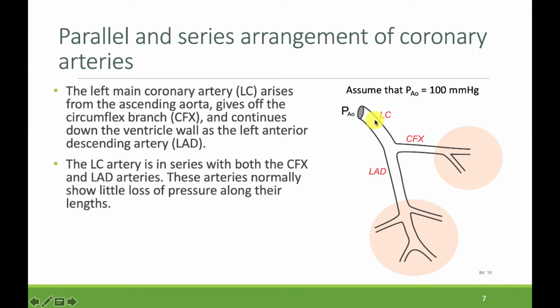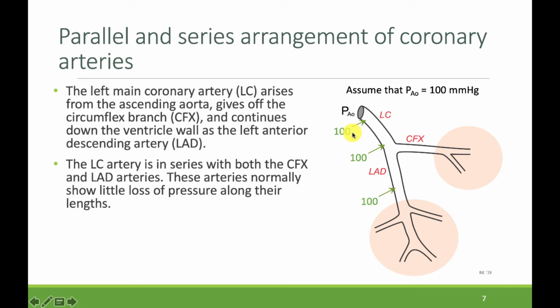The left coronary artery is said to be in series with both the circumflex and the LAD arteries because the flow from the left coronary artery is divided between these two sections. And so this artery is in series with this, and this artery is in series with its feed artery. Normally, these arteries show virtually no measurable pressure drop along their lengths because once again, these large distributing arteries have a very low resistance relative to their flow.